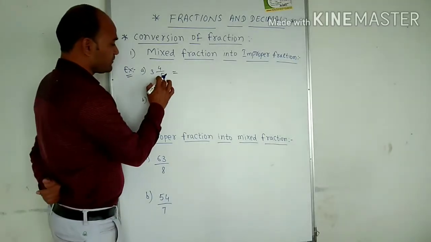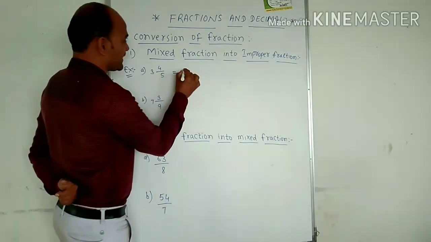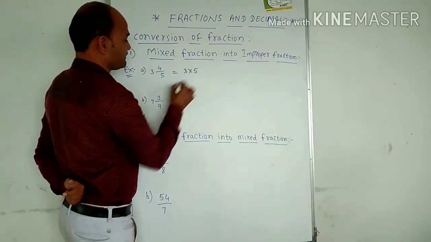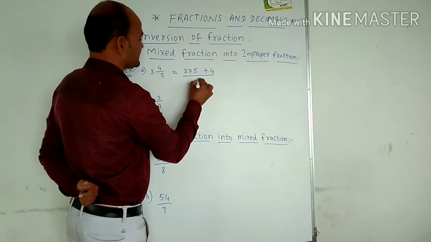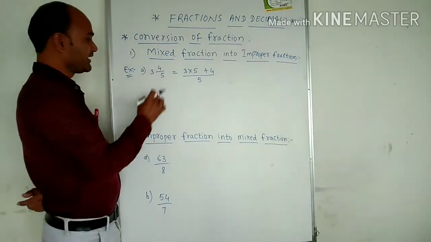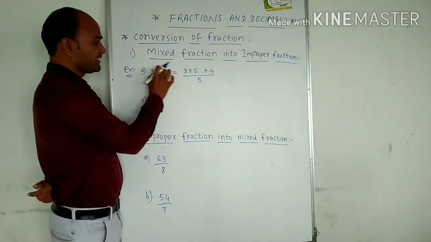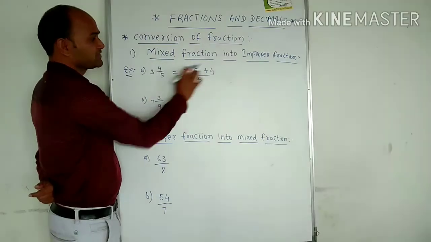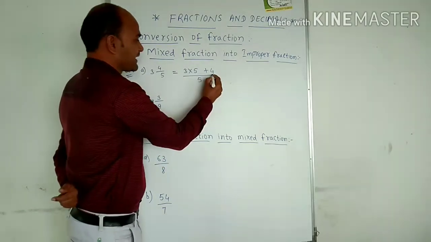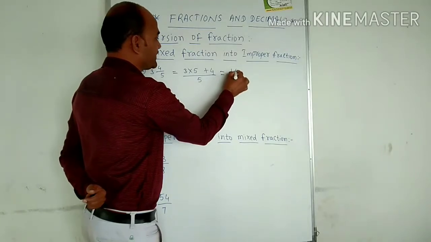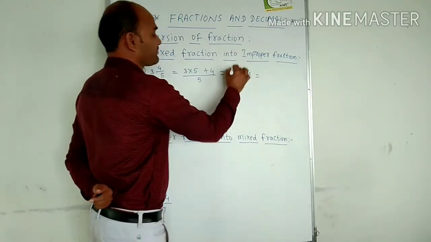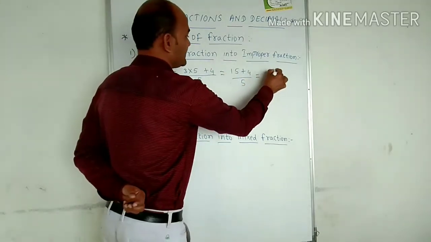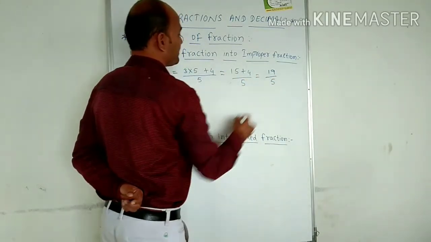Let me see the first one: 5 you multiply with 3, that is 3 5s are 15. Then plus 4 you write here, then entirely it is divided by 5. First you multiply 3 with 5, then you add 4. So you will get the answer here: 5 3s are 15 plus 4 upon 5, and 15 plus 4 becomes 19 upon 5, which is the improper fraction.